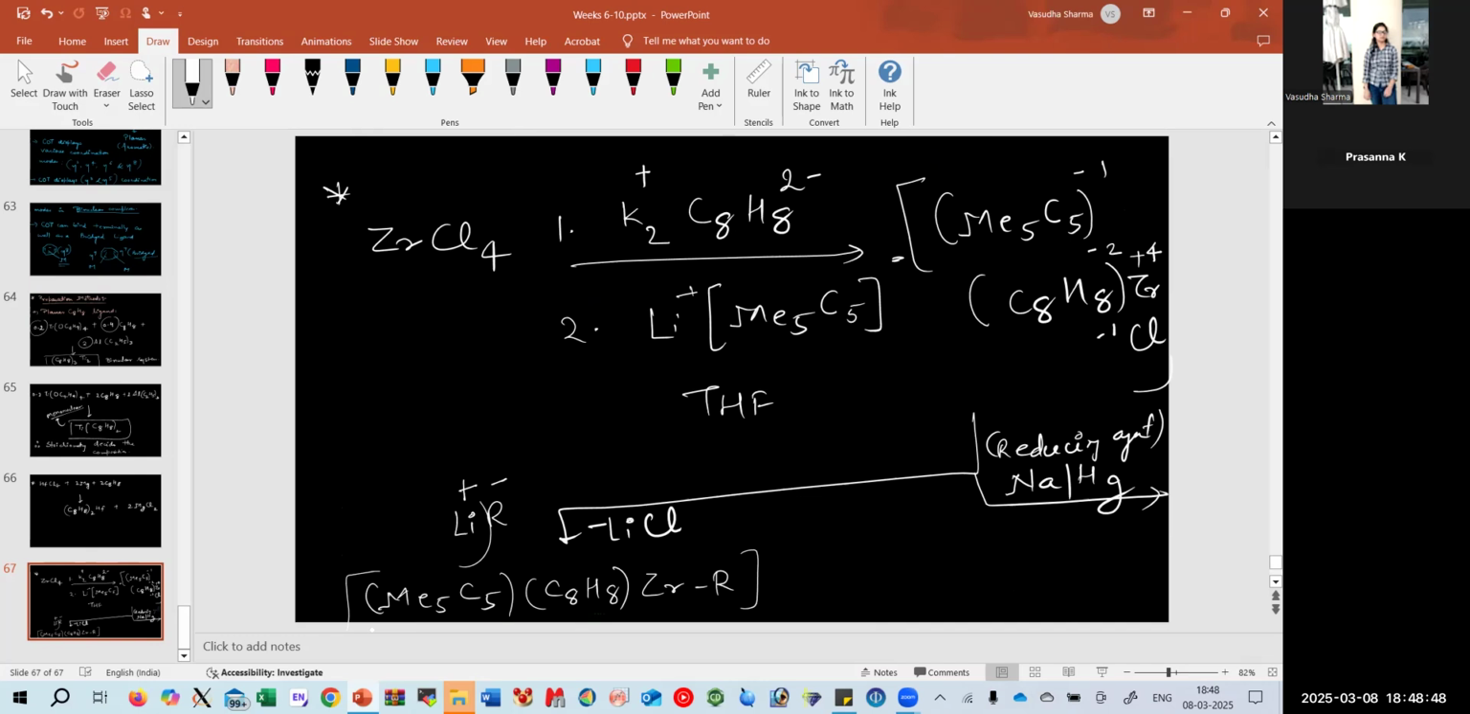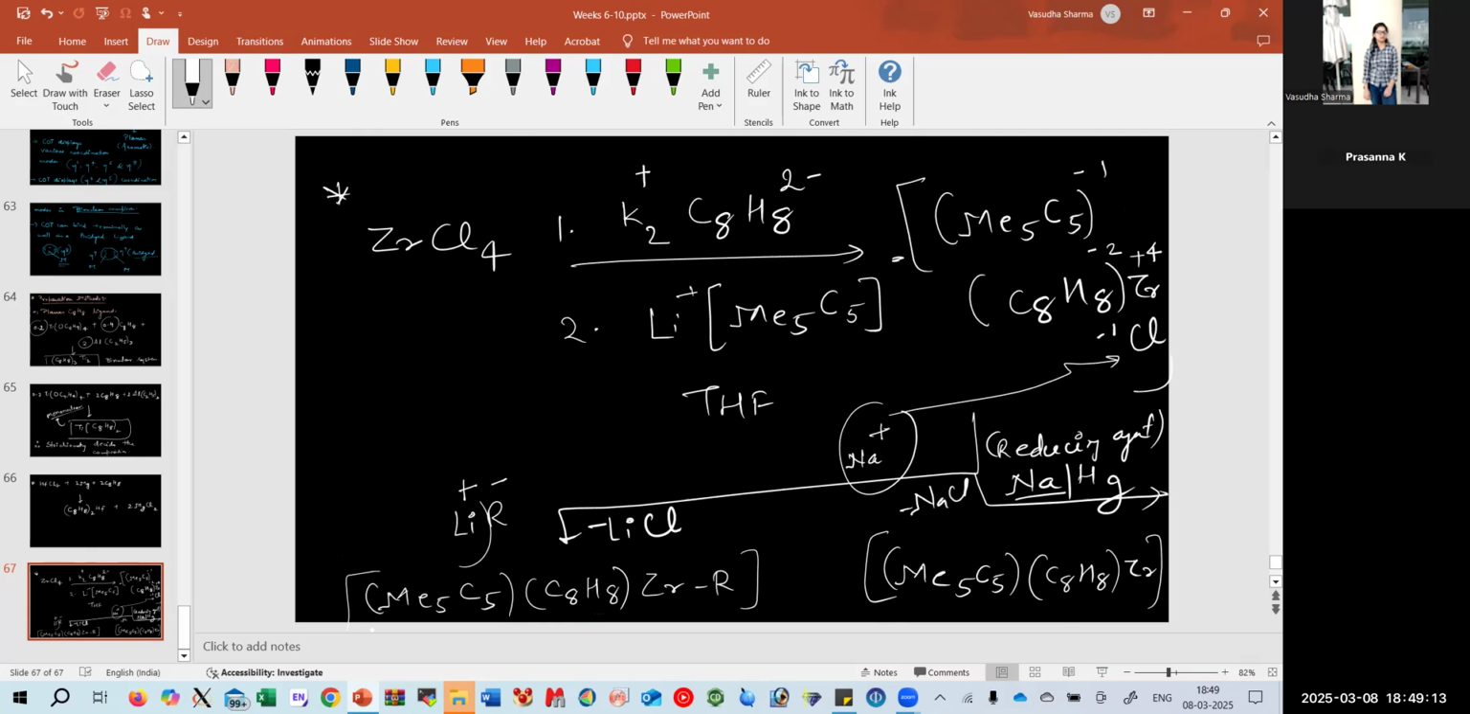And a reducing agent would give you electrons, and therefore it would convert it from +4 to +3, making Me5C5 C8H8 zirconium, as Cl is being taken away. When sodium gives one electron to the zirconium, it forms sodium positive. This sodium positive can easily take your chlorine, making NaCl.